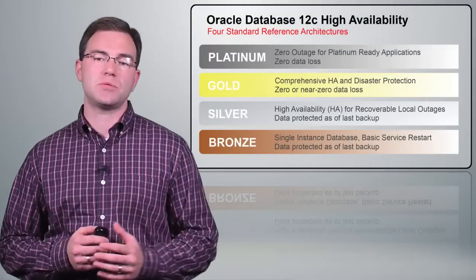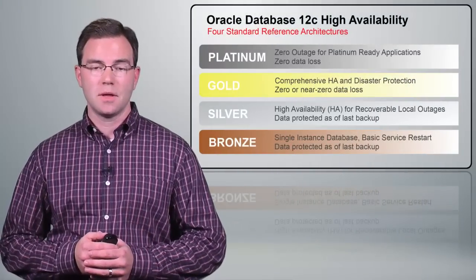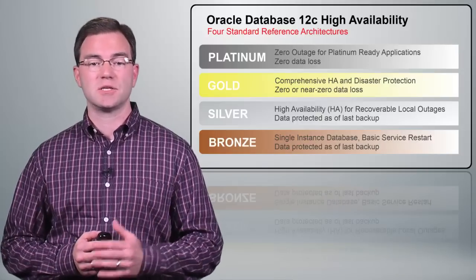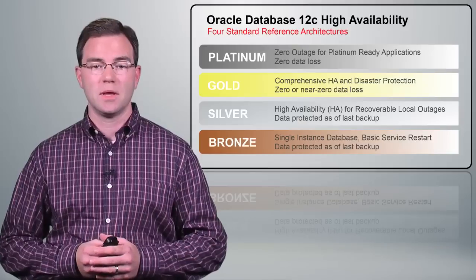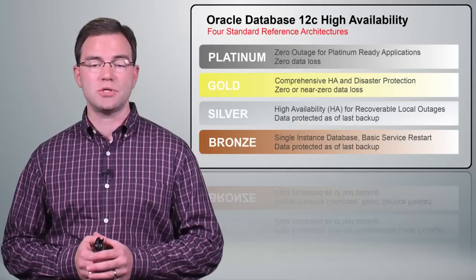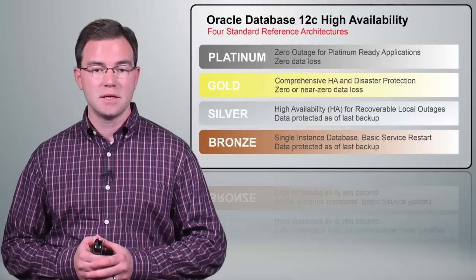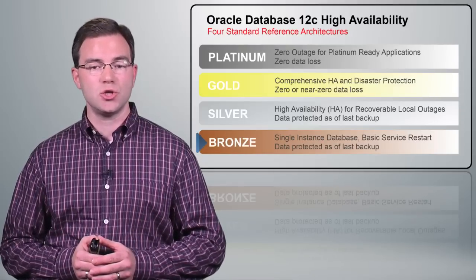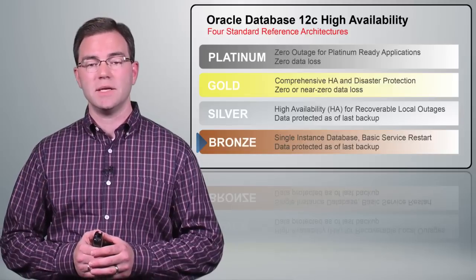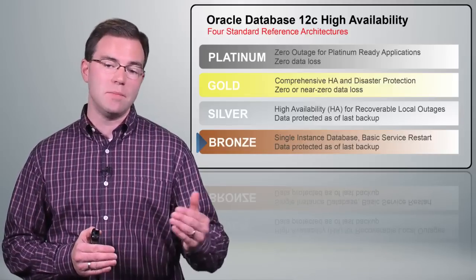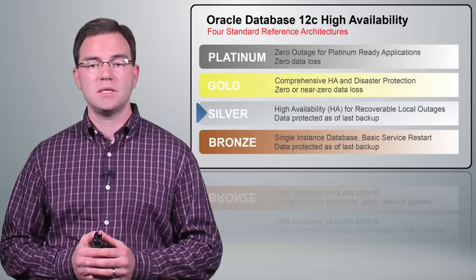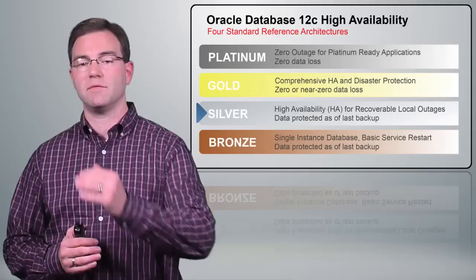From an Oracle Database 12c high availability point of view, Oracle has come up with 4 standard reference architectures, which are classified as bronze, silver, gold, and platinum. And as you can see here, in each level, there's a certain assumption regarding data protection and recovery from failures. At the bronze level, for example, it is assumed that data is protected by backups. So if you do lose data in this environment, you would have to restore a backup, which will then be your last restore point.